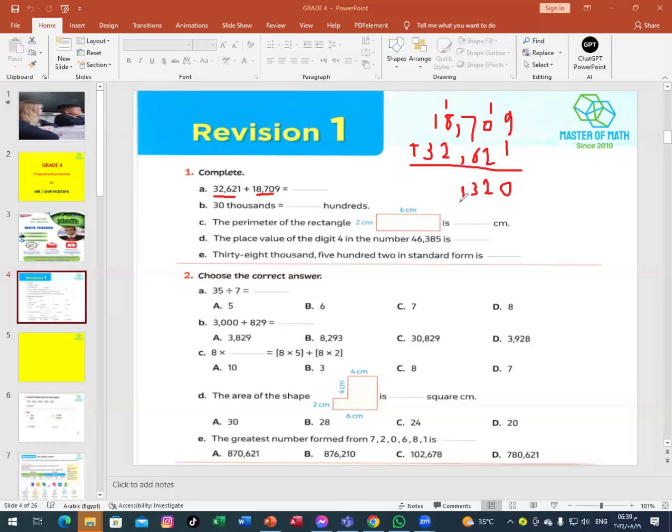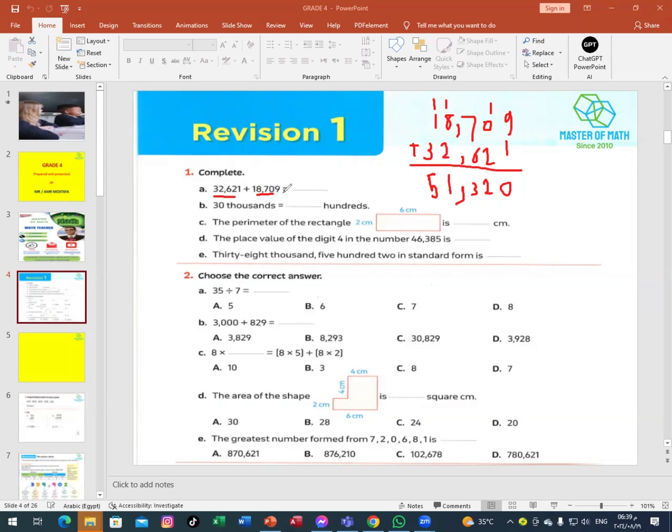I have to put the comma. 1 plus 8 equal 9. 9 plus 2 equal 11. I write 1 and 1 over. 1 plus 1 equal 2. 2 plus 3 equal 5. The answer is 51,320.